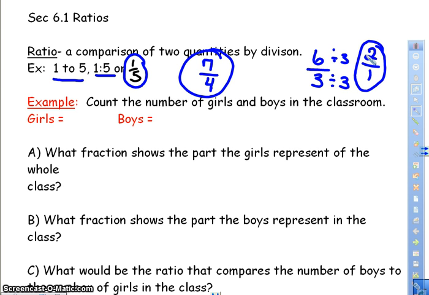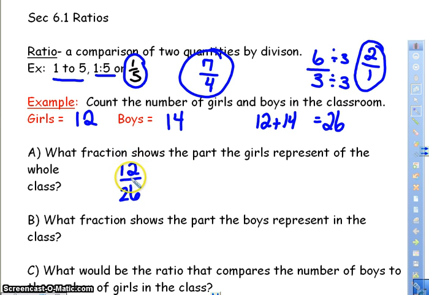So to illustrate this, we're going to count the number of boys and girls in the classroom. I'm totally going to make this up because you obviously do not have a classroom that you're in. So we're going to say we have 12 girls and 14 boys. It says, what fraction shows the part the girls represent of the whole class? The girls are 12. The whole class would include the boys and the girls, so we're going to add those together. 12 plus 14 is 26, and that's going to be my total.